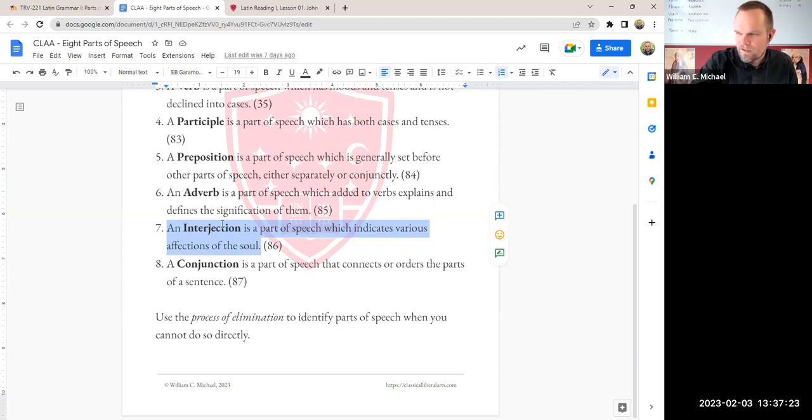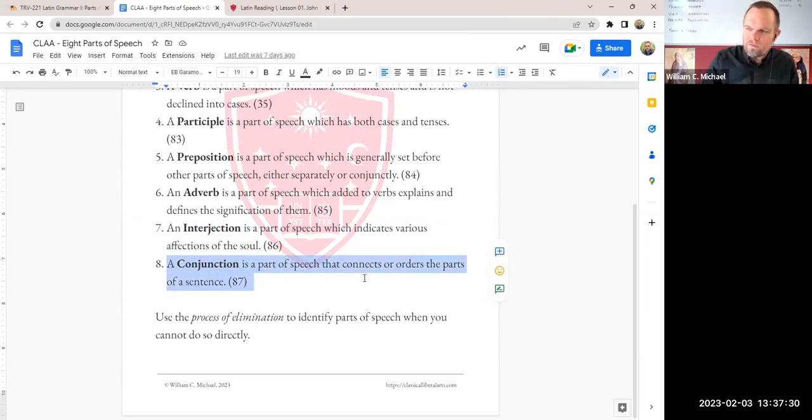No, not an interjection. And lastly, a conjunction is a part of speech that connects or orders the parts of a sentence. Does the word apud connect different parts of a sentence? No. Well, you can say yes. I saw James wrote yes. It doesn't connect different parts of a sentence. It can be used by itself.